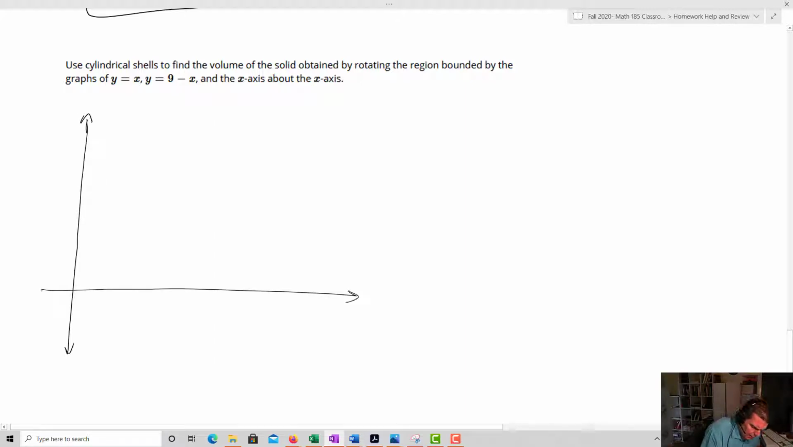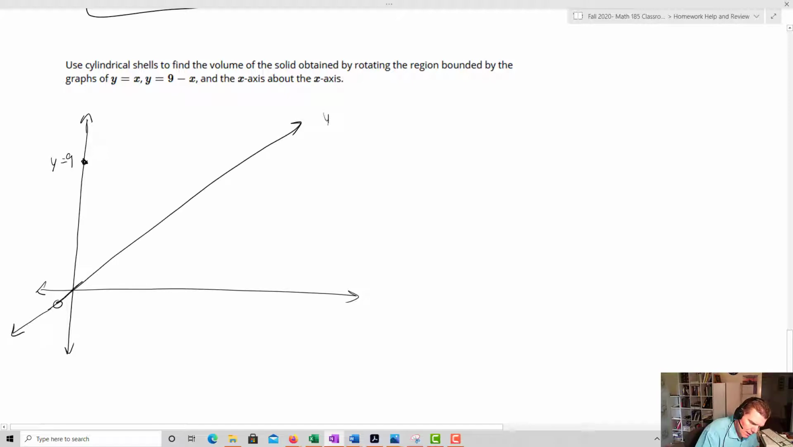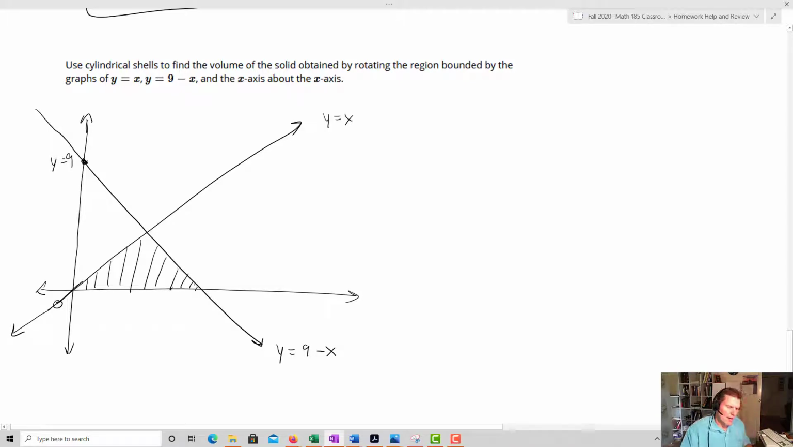So here's y equals 9, and here's 0, and we've got the line y equals x, and then we've got the line y equals 9 minus x. What we're looking at here is this region right in here, and we are going to go about the x-axis.